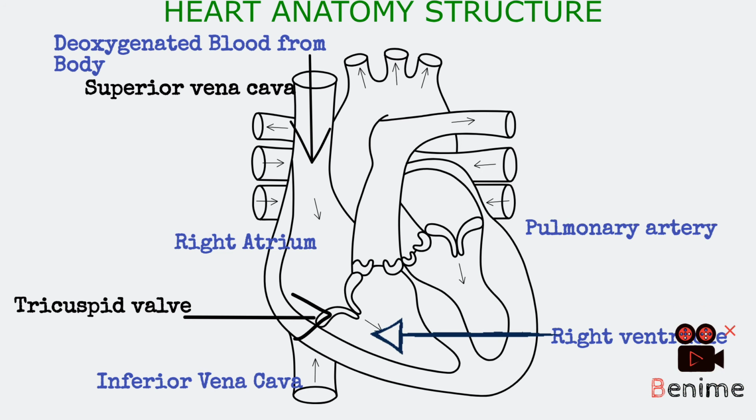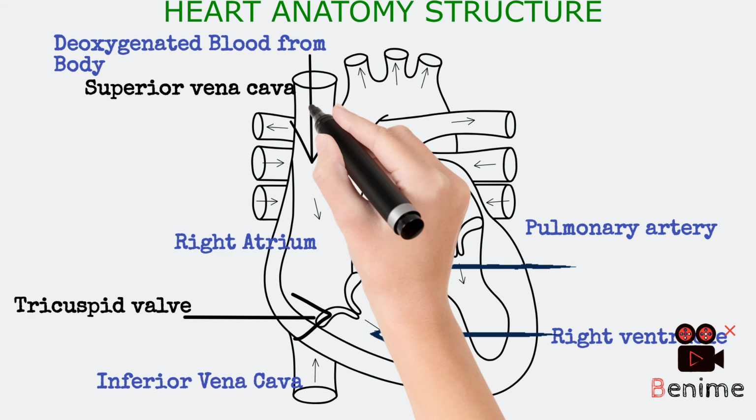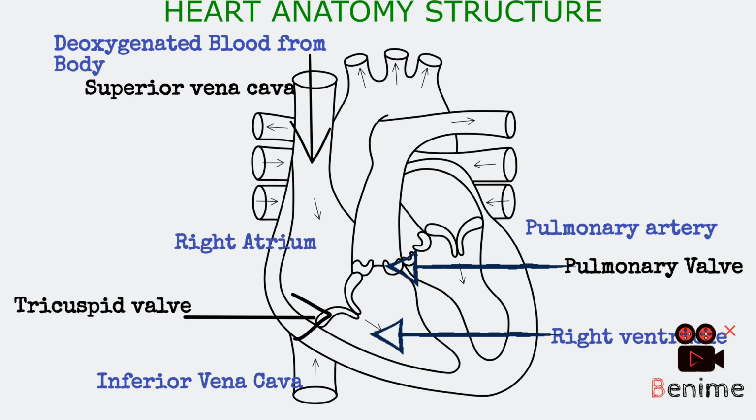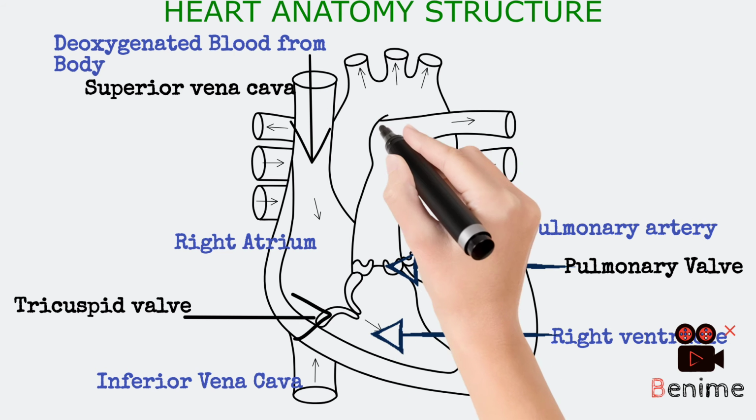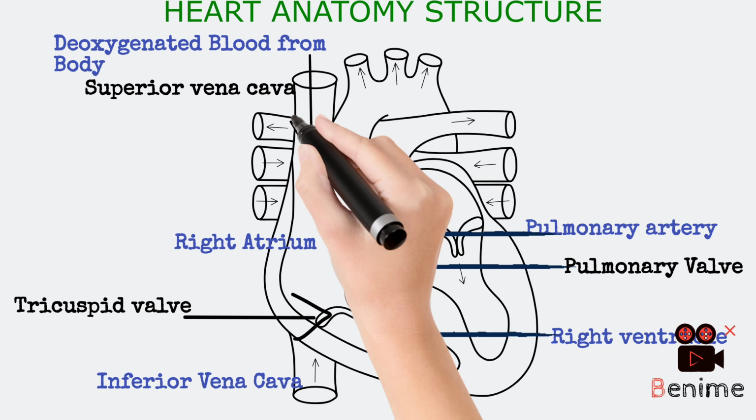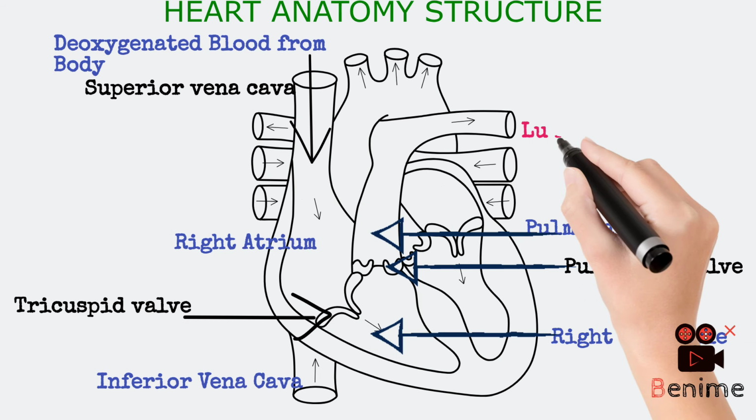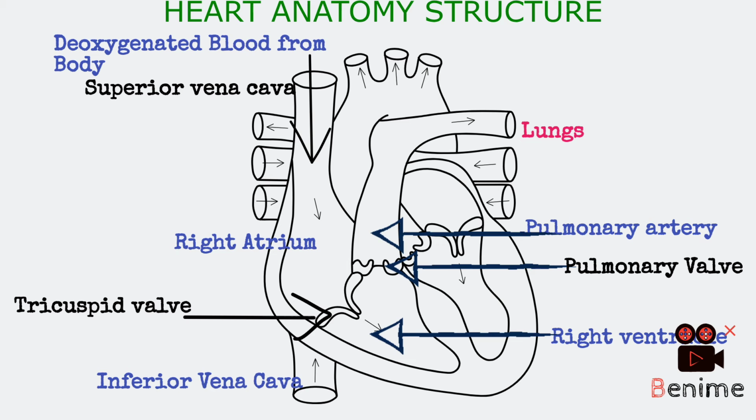Now, when the right ventricle is fully filled up, it contracts, thus pushing the blood into the pulmonary artery. Between the pulmonary artery and right ventricle, there is a valve, and this valve is known as pulmonary valve. Pulmonary valve has the same function. It prevents the backflow of blood from pulmonary artery into the right ventricle. So pulmonary artery then takes the blood from the heart into the lungs for the purpose of oxygenation. Pulmonary artery takes the blood into both left and right lung for the oxygenation purpose.